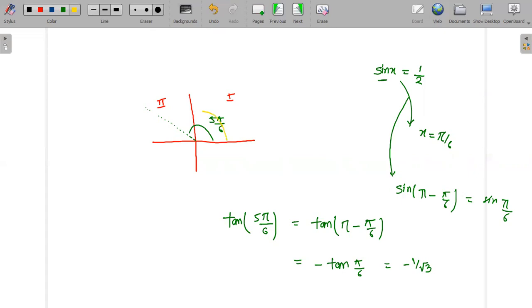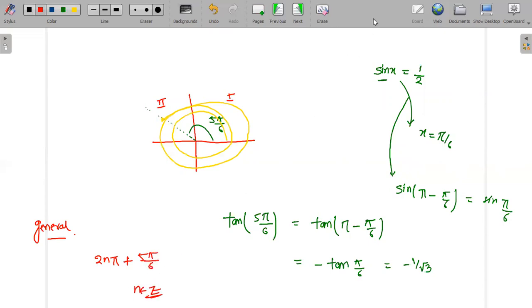If you want more solutions, then you need to keep adding integral multiples of 2 pi each and every time. So let me write down its general solution there. The general way to express all of these solutions is 2n pi plus 5 pi by 6, where your n can be any integral value.